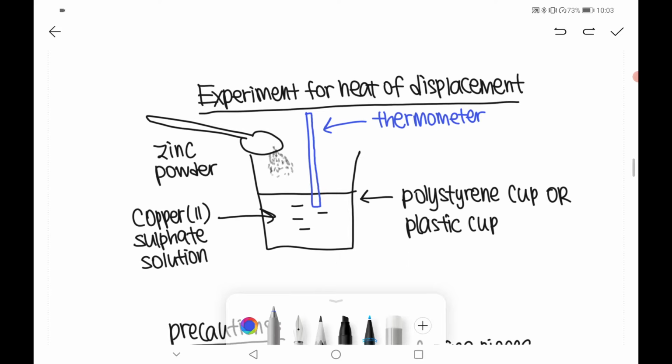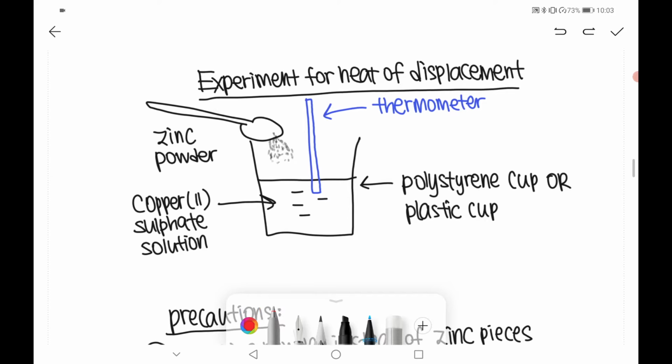All right, next one, when we mix, we must mix quickly. Why must we mix quickly? So that we can minimize the heat loss to the surrounding. So we don't have so much heat running away from the experiment, okay?